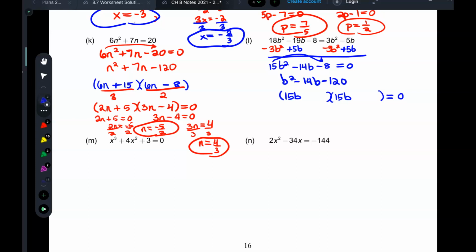Okay, two numbers that multiply together to give us 120. Gabe, you said you had it. Yes, negative 20 and 6. Minus 20 and plus 6.